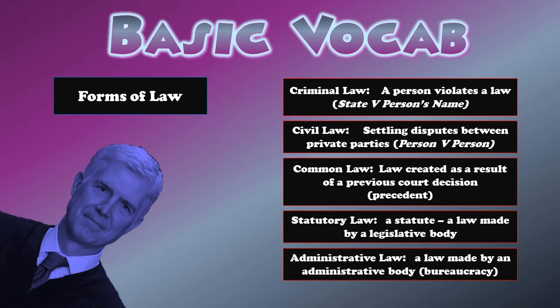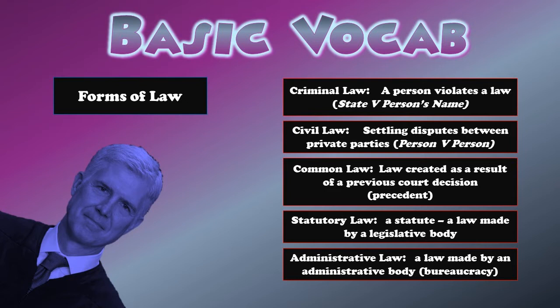Now, these other three are based on where the law comes from. What we'll be using a lot is what we call common law. And that means that the law was created as a result of an earlier court case, an earlier court decision. So we call those precedents. We'll talk about precedent a little bit. But if the court decides in a particular situation one way, that creates an example that's going to be followed by the court in the future. So even though nobody passed this law, we call this common law, because it was created by a court decision.